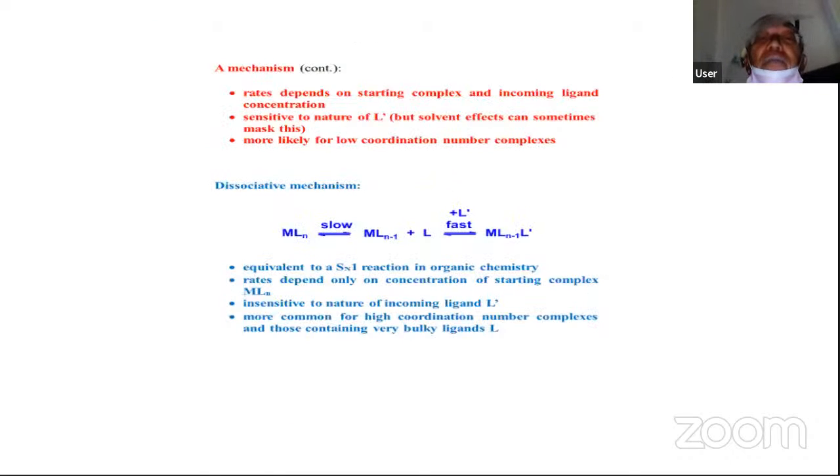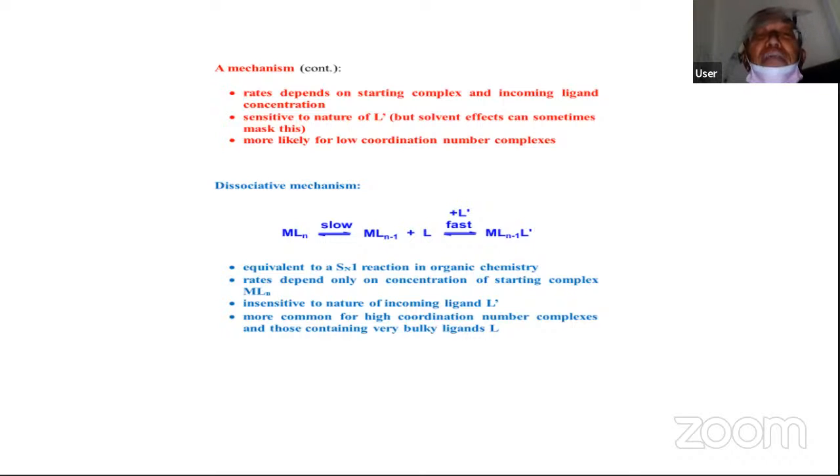Okay, I go again on the mechanism using the rate concept. The rate depends on the starting complex and on the incoming ligand, which will be second order. Also sensitivity to the nature of the solvent, maybe solvent plays an important role. And coordination numbers: there are some reactions that involve changes in coordination number.